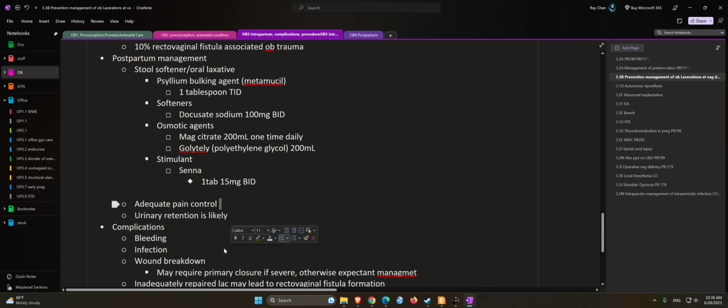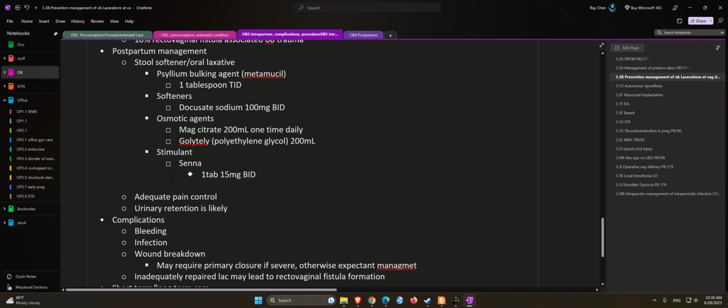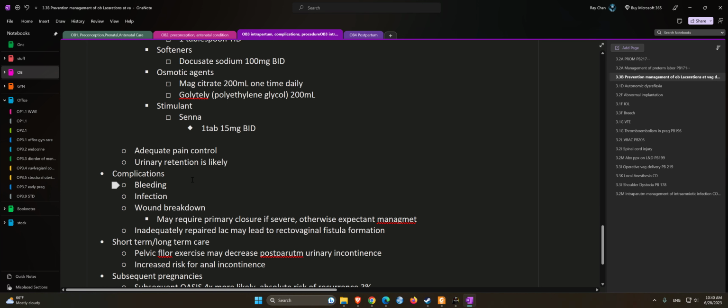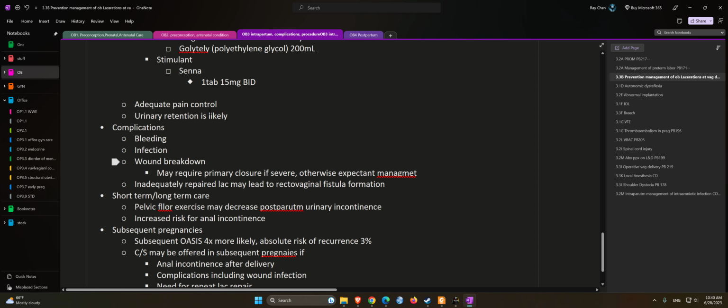Adequate pain control is essential, and also monitor for urinary retention. Complications of OASIS: bleeding, infection, wound breakdown, which may require primary closure if severe. Otherwise, we can expectantly manage. Inadequate repair of laceration may lead to rectovaginal fistula formation.